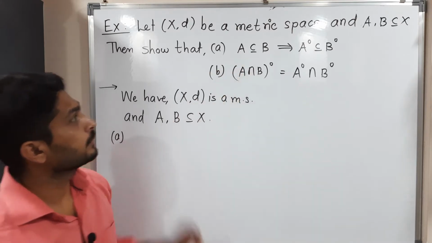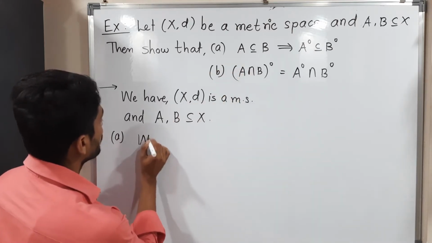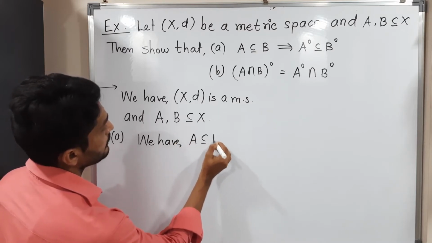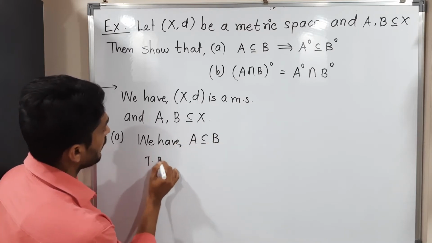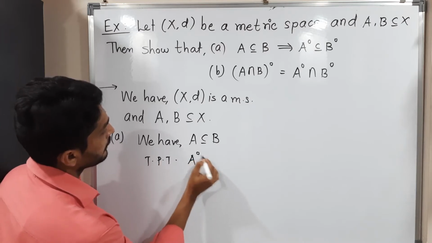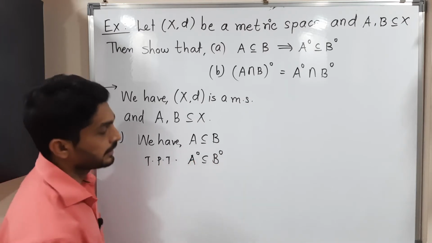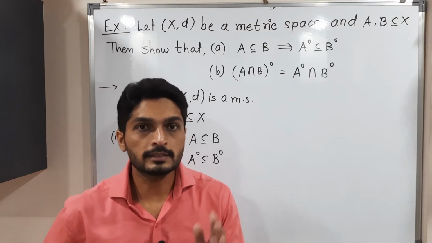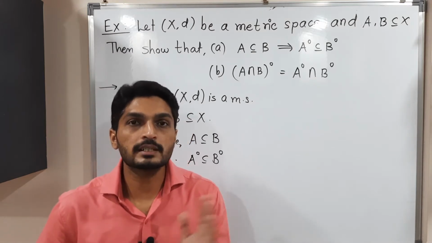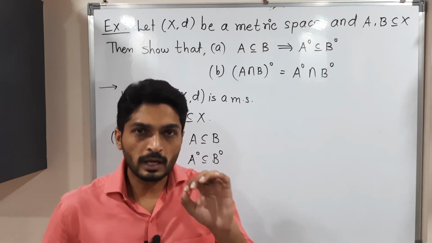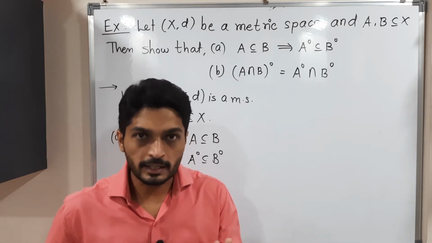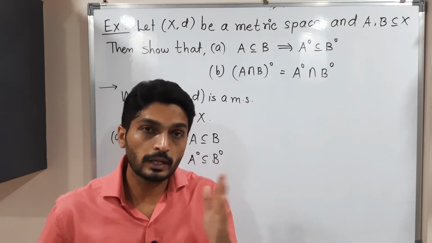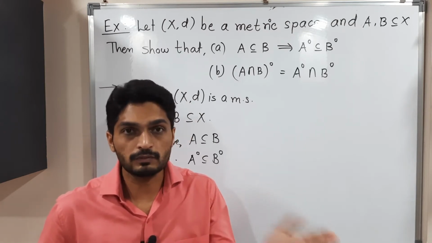See what we have. The given thing is A is a subset of B, and we have to prove that A interior is a subset of B interior. So what is our target? The target is to prove A interior subset of B interior. How to prove one set is a subset of another? We take one arbitrary point from the first set and prove that it is in the second set also. That means the first set is a subset of the second set.